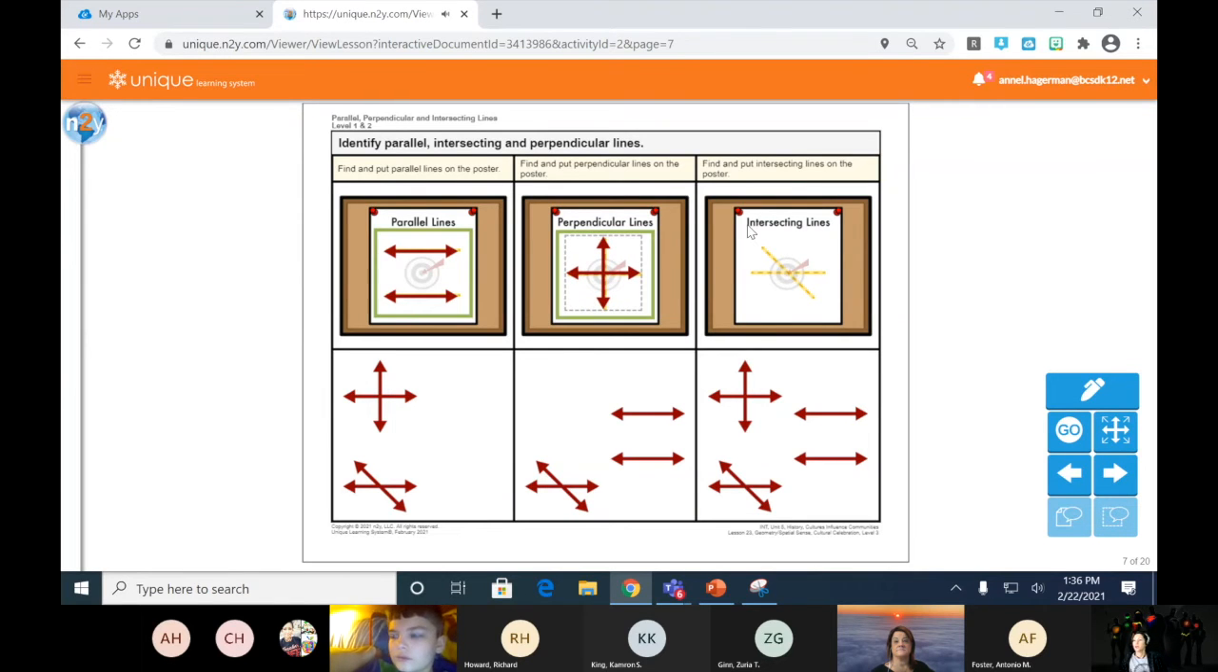Good job. Intersecting lines. So intersecting lines are the same as perpendicular because they're going to touch. They're going to intersect and cross each other. So we're just going to match them here. There we go.